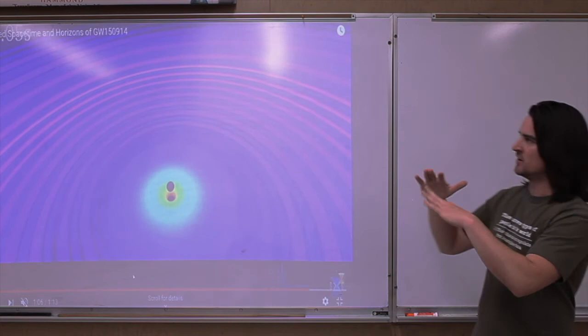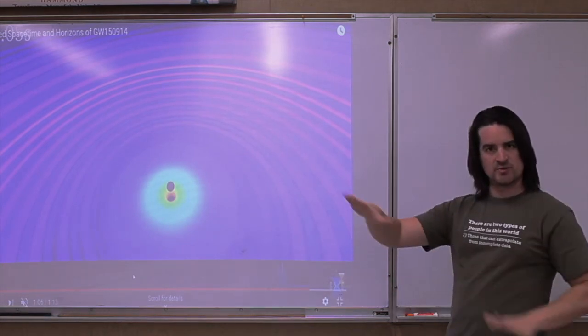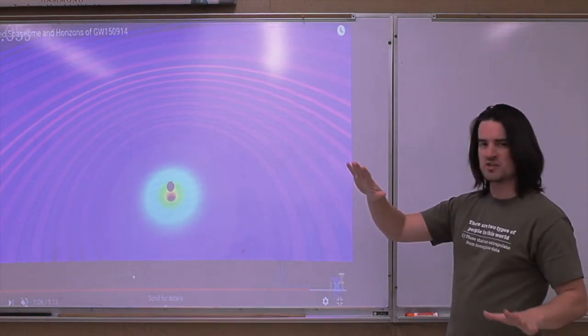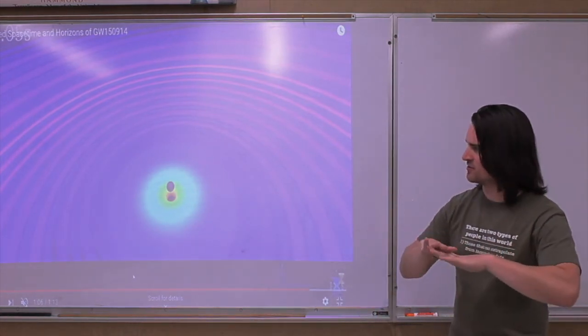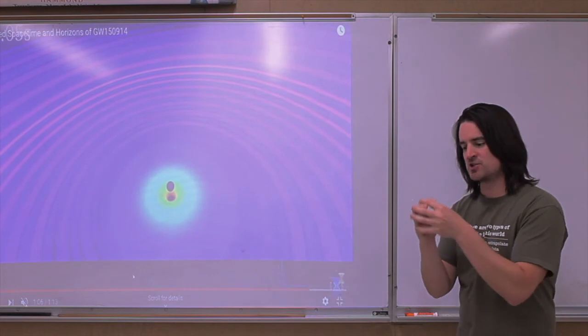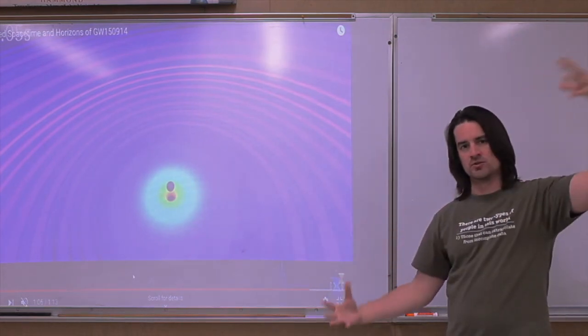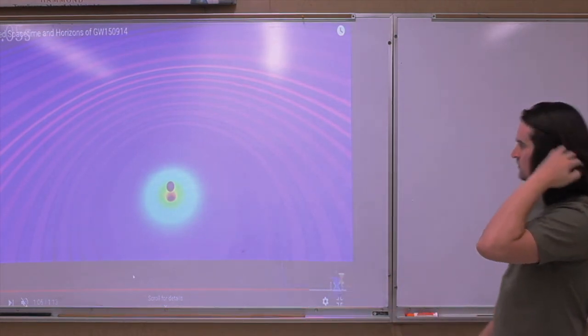And keep in mind, again, we're visualizing space-time as like a two-dimensional surface here that gets stretched, but really this is three-dimensional. So it's not like these gravitational waves are just moving out on a plane. The gravitational waves move out in this sort of spherical way in all directions.